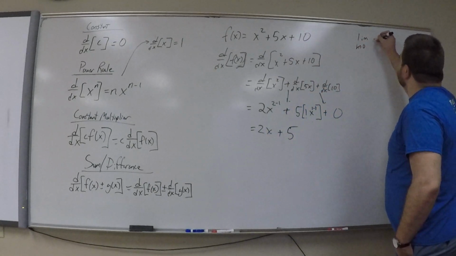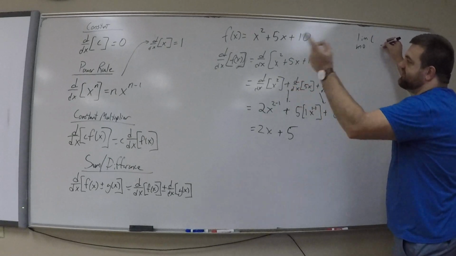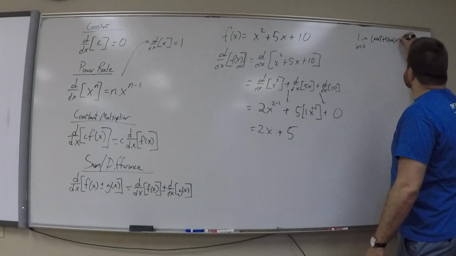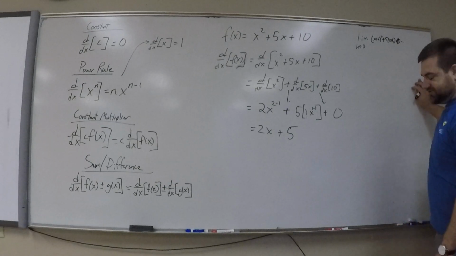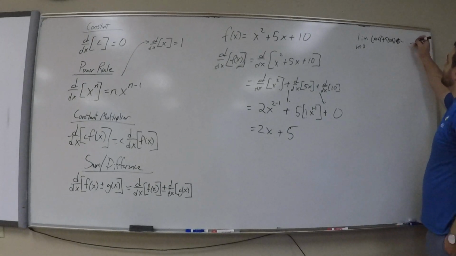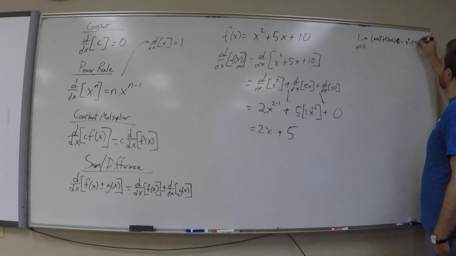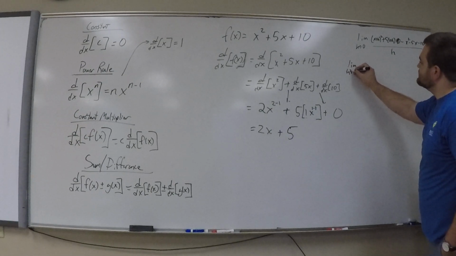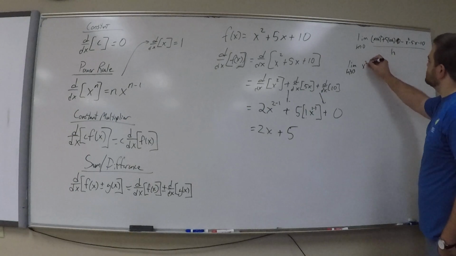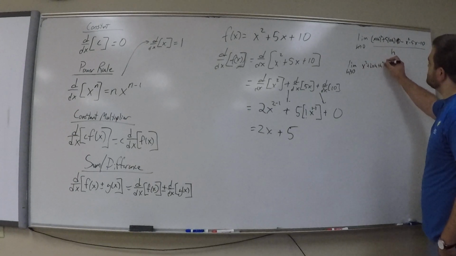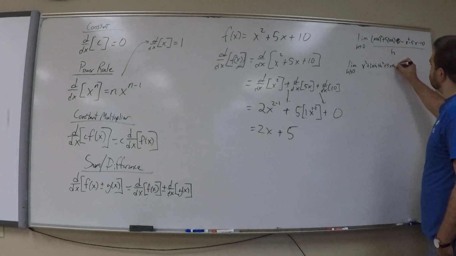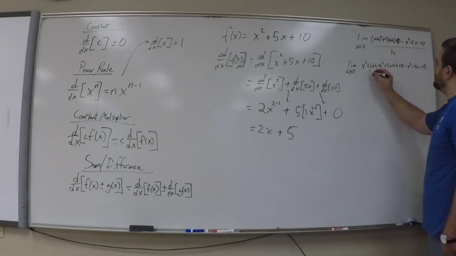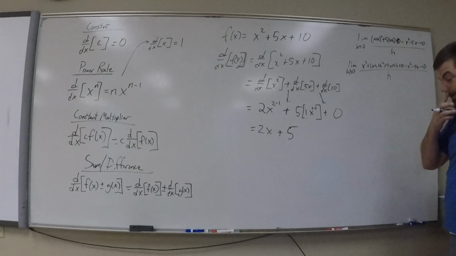Limit as h goes to 0 of f of x plus h, so x plus h squared plus 5 times x plus h plus 10, minus x squared minus 5x minus 10, all over h. So I get the limit as h goes to 0. That full is x squared plus 2xh plus h squared plus 5x plus 5h plus 10 minus x squared minus 5x minus 10 all over h. All right.